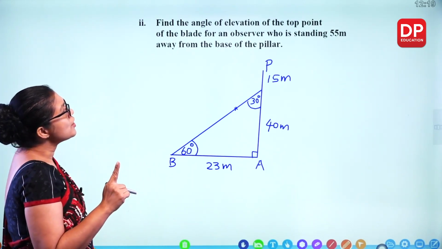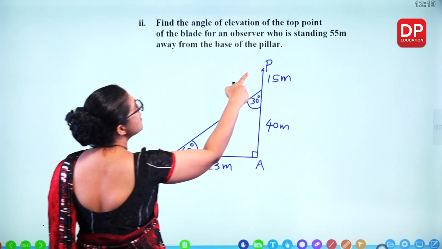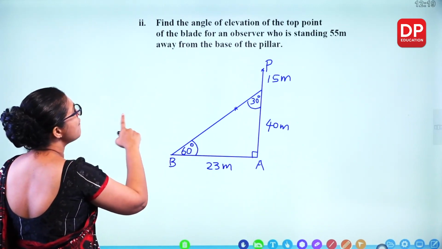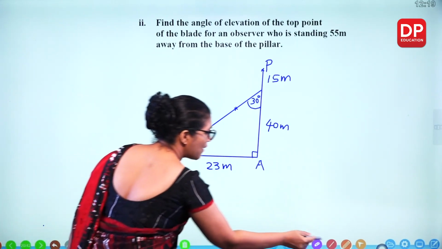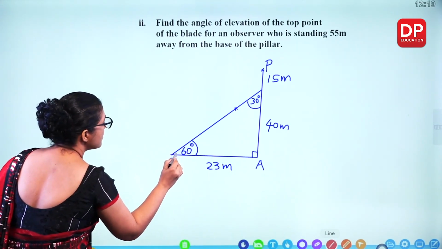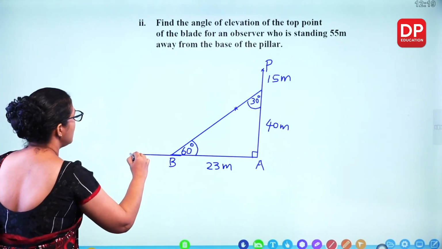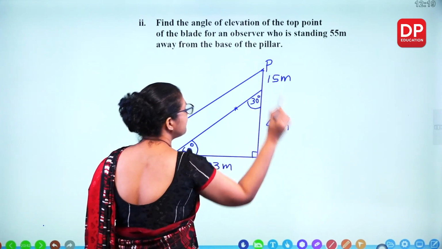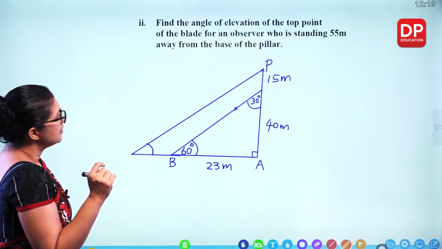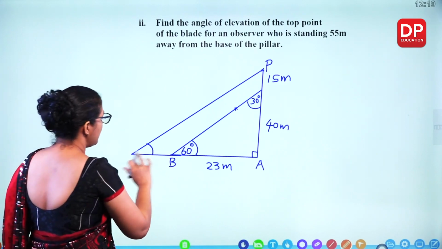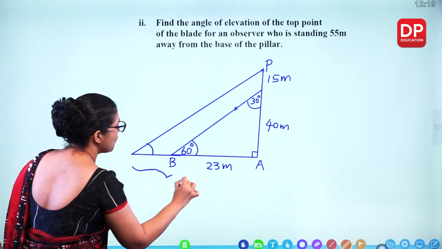Find the angle of elevation of the top of the point of the blade for the observer who is standing 55 meters away from the base of the pillar. So, 55. So, that means when you extend this line, they say this is 55 here to here. Now, they are asking what's the angle of elevation, this angle. So, here it says this whole length is 55. This is 55.